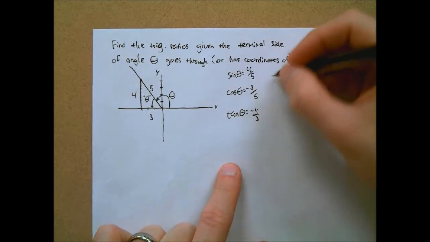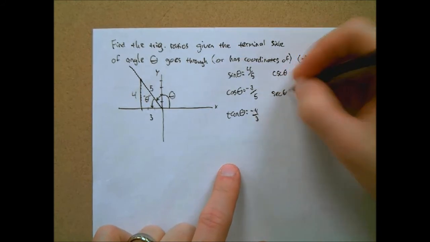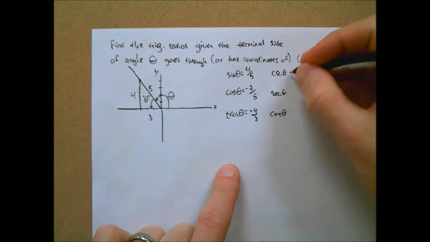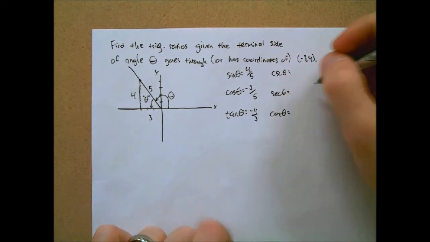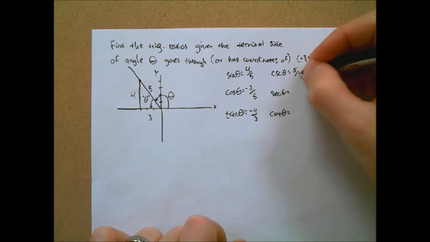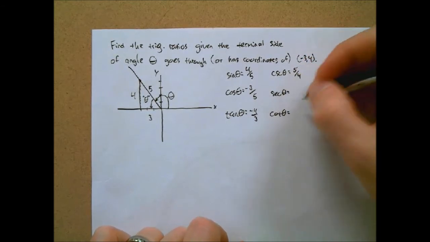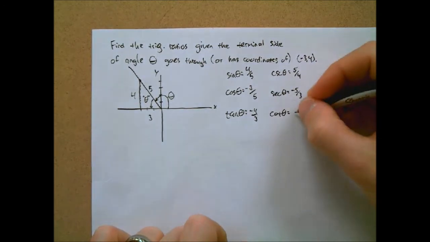Sine, cosine, tangent. Let's do cosecant, and then secant, and then cotangent. These are pretty easy once you get sine, cosine, and tangent. What's cosecant going to be? 5/4, just the reciprocal. Secant will be negative 5/3, and then cotangent will be negative 3/4. Just the reciprocals.